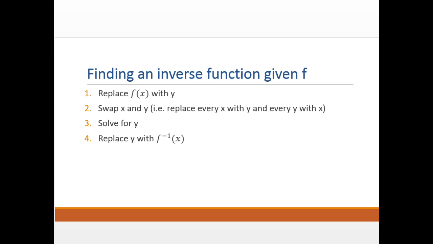Finding an inverse function. Let's first talk about how to do that. There are 4 steps you'll need to take to find any inverse function. Typically when we're writing a function, we're writing it with f of x. So to find the inverse function, we're first going to replace f of x with y. We do this because it's simply easier to write y than f of x. Next, we're going to swap x and y. In other words, replace every x with y and every y with x. We're then going to solve for y, and our last step is to replace y with f inverse.